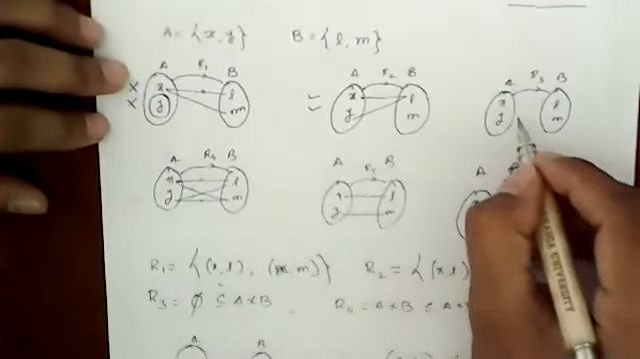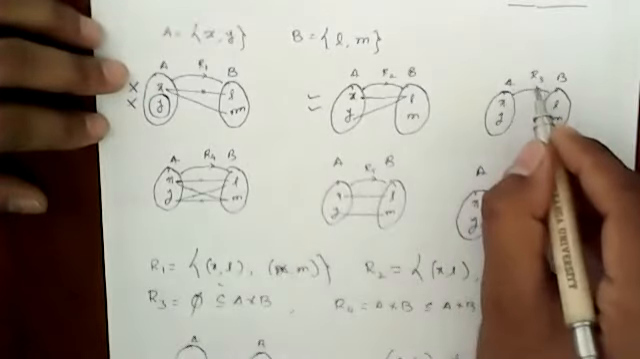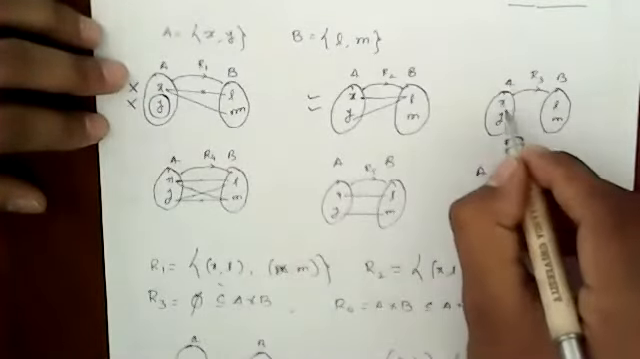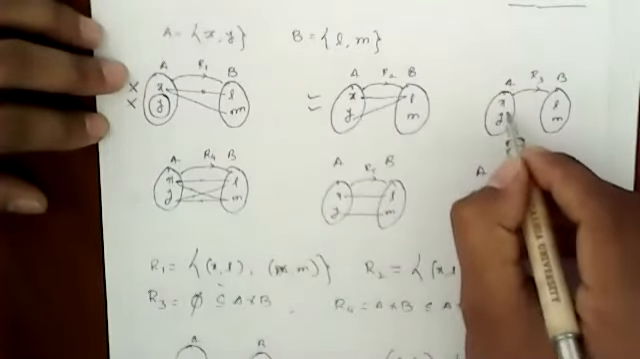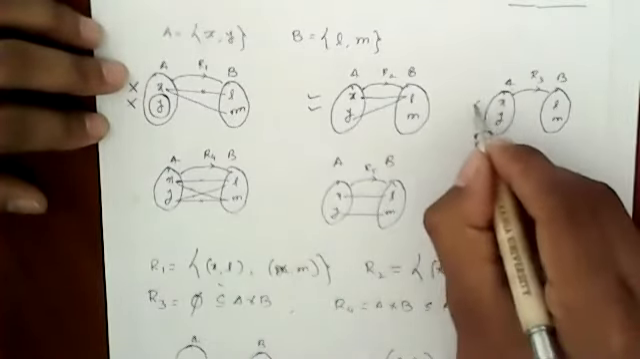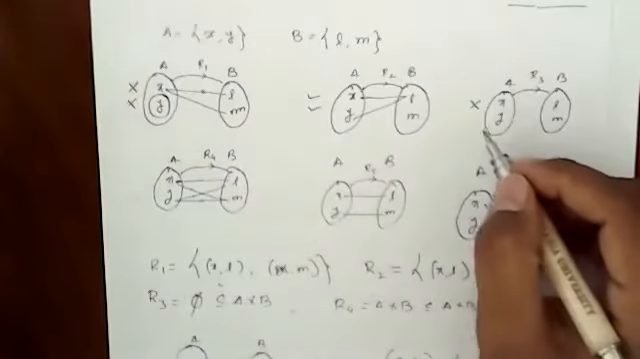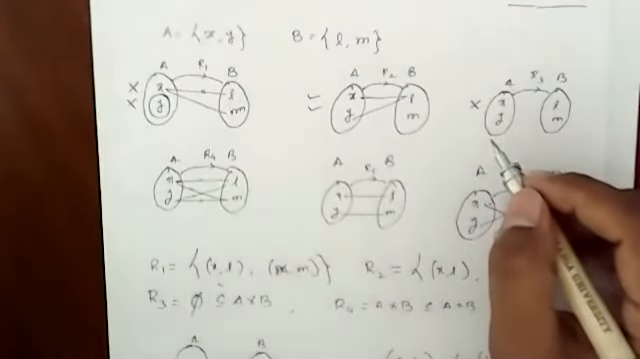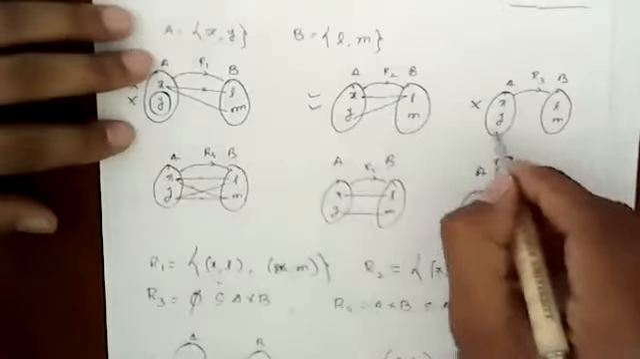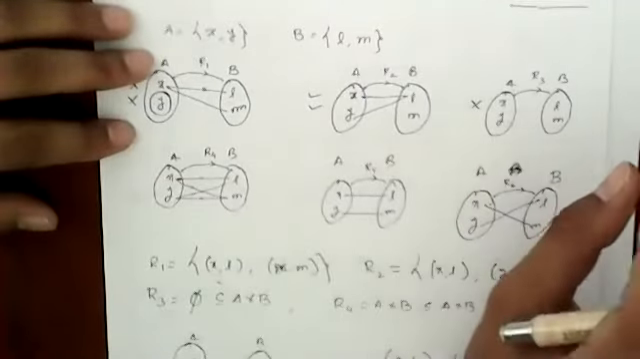Now, according to him, R3 is not a function because there are some elements in the first set which have no connection. So it's violating the first property. If it's violating the first property, we need not look at the second one. So the conclusion is this is not a function.